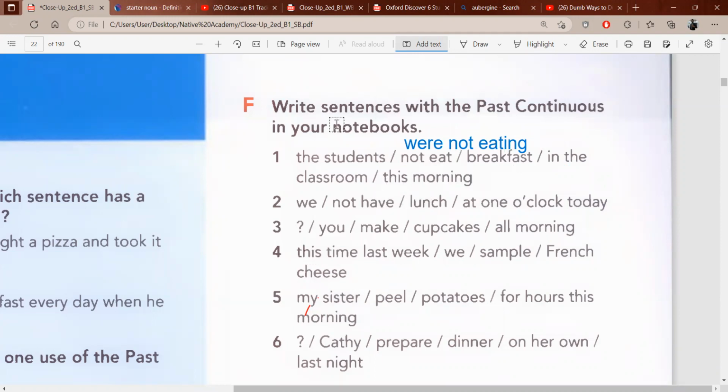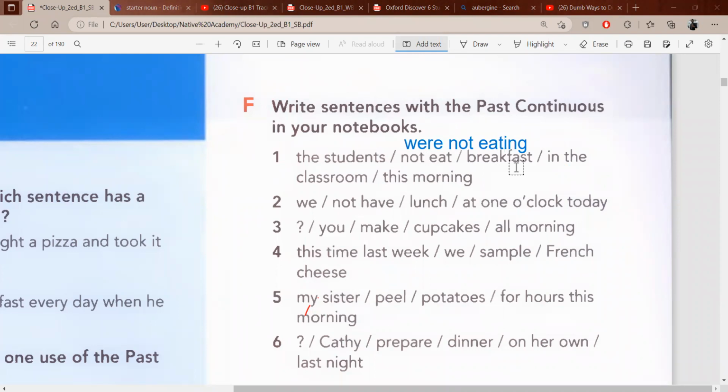طيب, محمد again, محمد مدحت. I want you to put this sentence into negative. Can you? The students weren't eating breakfast in the classroom this morning. طيب, حاجة كمان يا شباب. Want you to give me a question of this sentence.